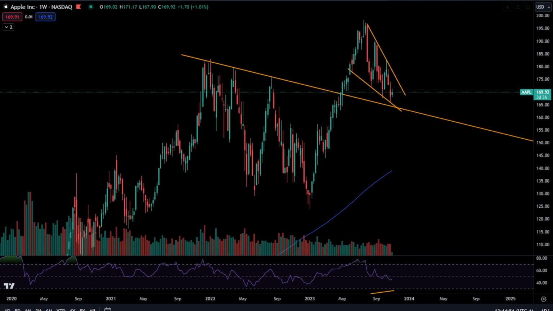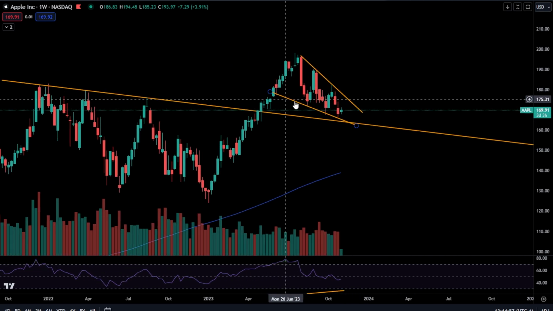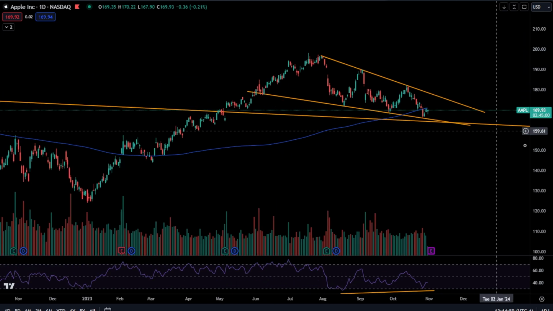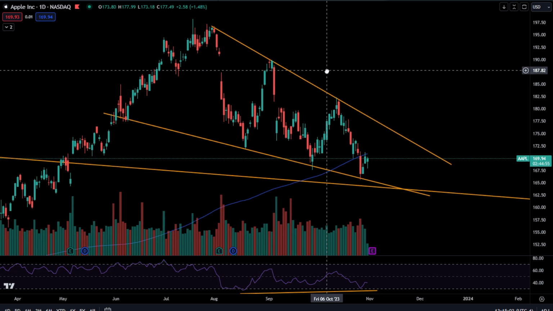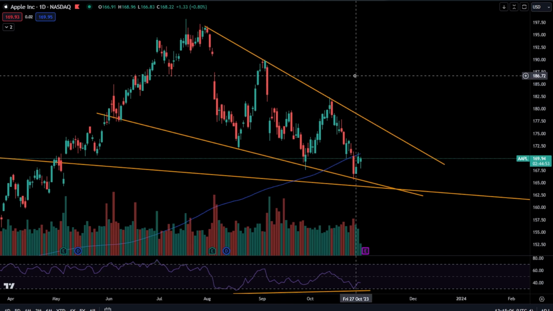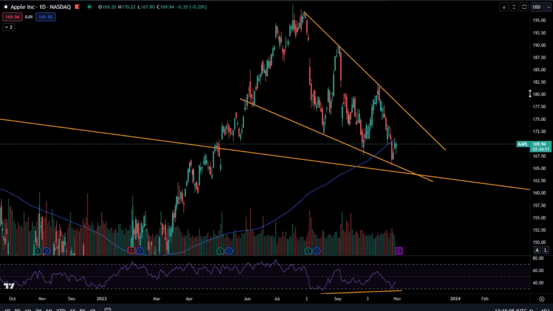Guys, things are looking too bearish. Once you see it, guys, you can't unsee it. I saw this on the weekly time frame and I scaled down to the daily yesterday. I was like, whoa, what is going on here? Once you see it, you can't unsee it. And I'm not going to unsee this one.